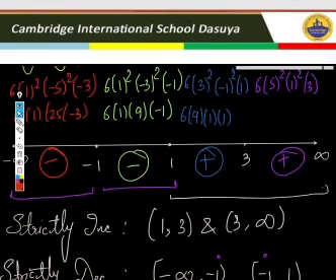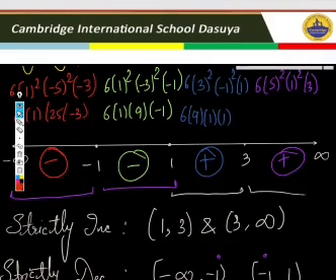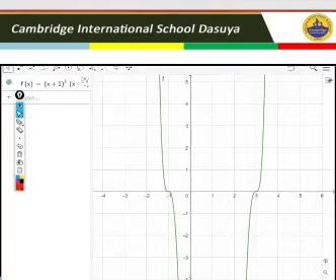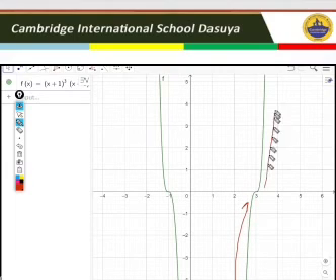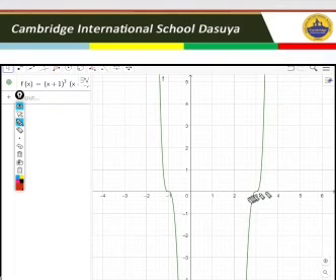Similarly, the function is increasing from 1 to infinity, but it is strictly increasing from 1 to 3 and then 3 to infinity. Fine. When we have to write the word strictly, let's see on the graph again. This is 3. I'll make it more clear. It stopped at 3, and it is increasing from the critical point. And again from 3 to infinity, it is increasing. Fine. So it stopped for a minute.